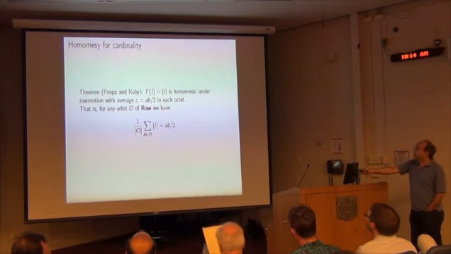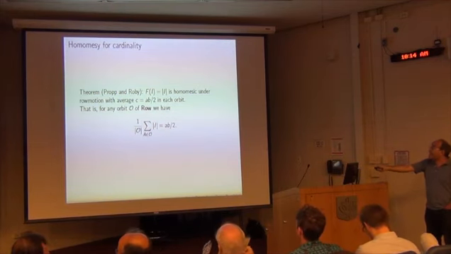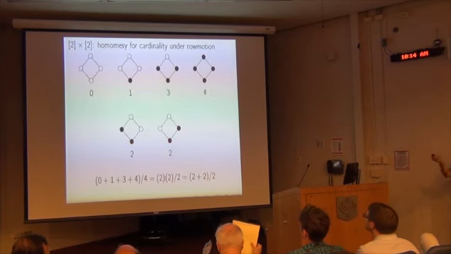Yeah, that should be I. Okay. So for any orbit O under row motion, if we take the average cardinality of the order ideals you see along that orbit, you get AB over 2 regardless of which orbit you're in.